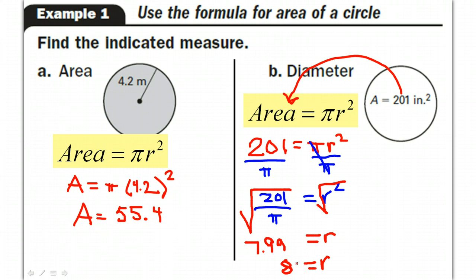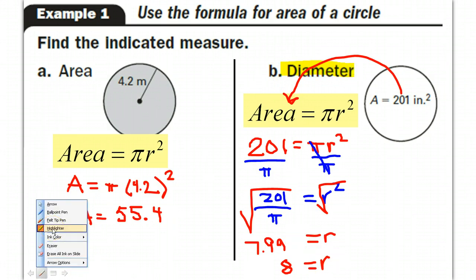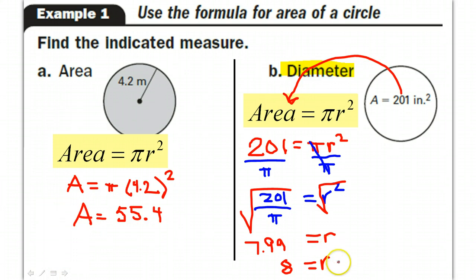Yay, am I done? Move on to the next problem? No. I found a variable, but I have to be aware of what I was being asked to find. What was I supposed to find? I'm supposed to find the diameter. But that's easy enough. If the radius is 8, Jessica, what will the diameter be? Wait, the radius is 8, the diameter is?